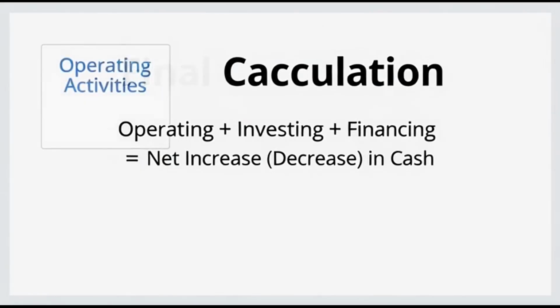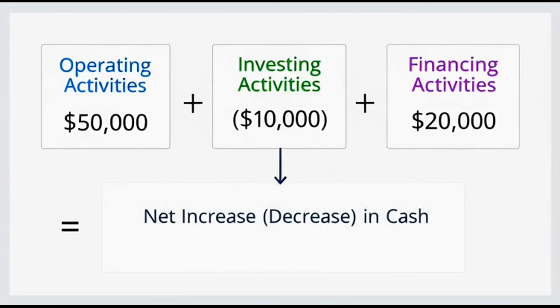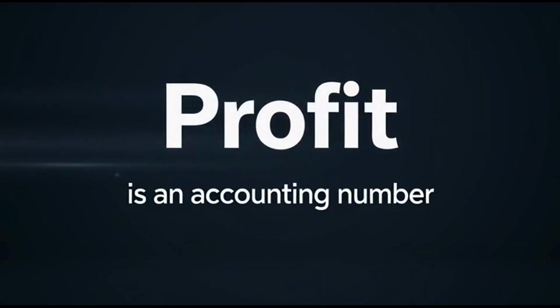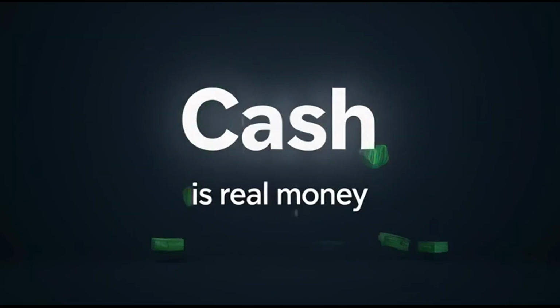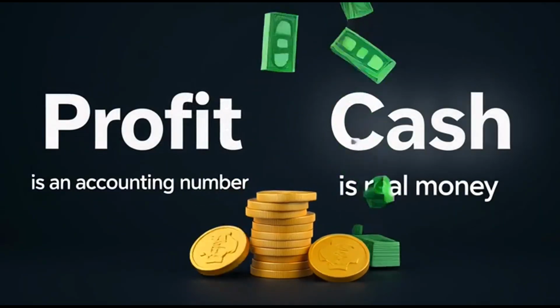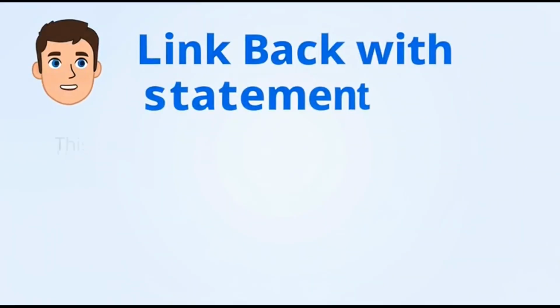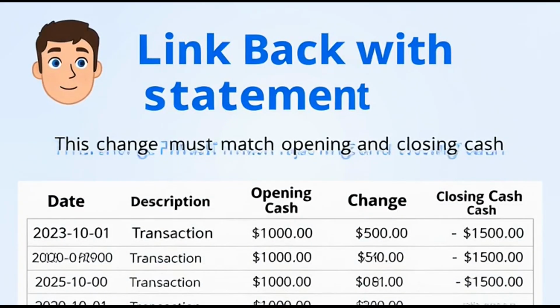This is the final calculation. Operating, investing, and financing are added. This gives the net increase or decrease in cash. Profit is an accounting number. Cash is real money. Link back with the statement: this change must match opening and closing cash.